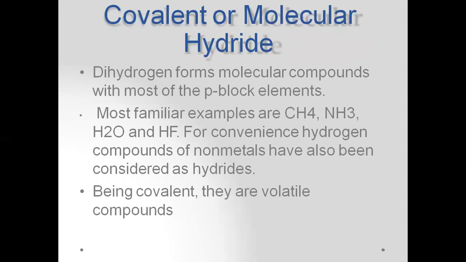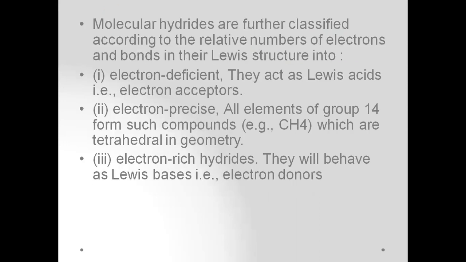Next are the covalent or molecular hydrides. Dihydrogen forms molecular compounds with most of the p-block elements. The covalent or molecular hydrides are formed whenever dihydrogen combines with p-block elements, for example CH4, NH3, H2O, HF. These are the covalent hydrides. Being covalent, they are very volatile. Molecular hydrides are further classified into many forms on the basis of their Lewis dot structure and bonds present.